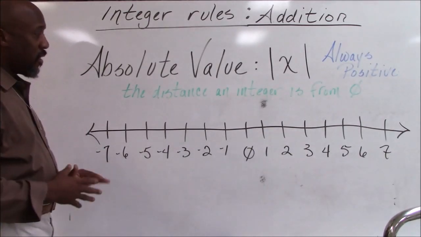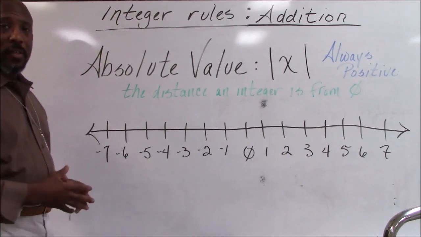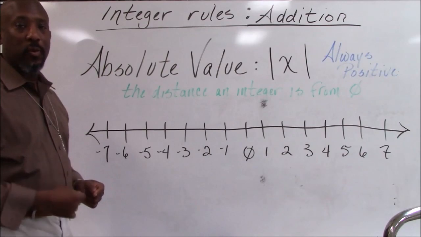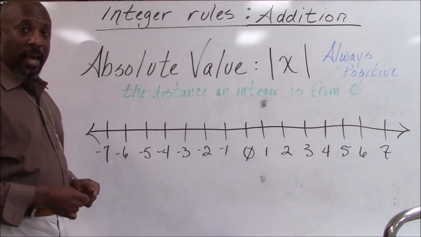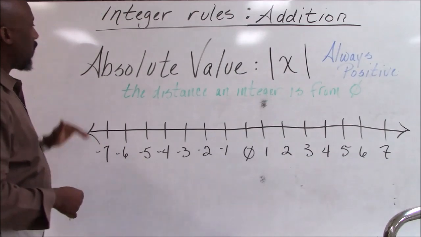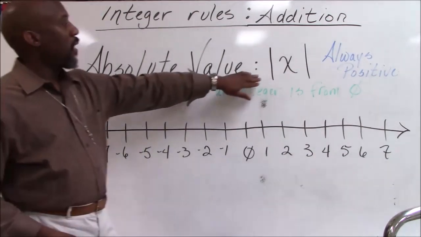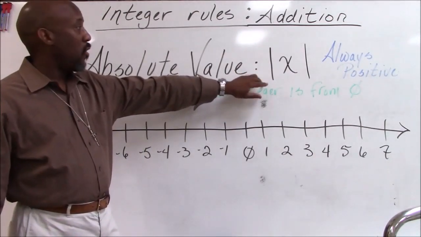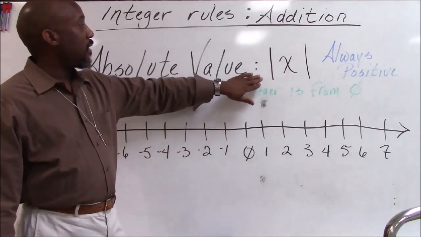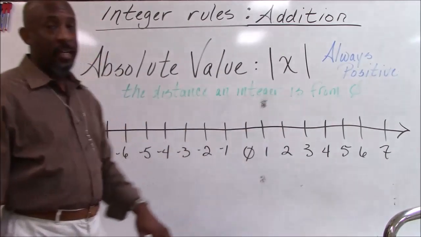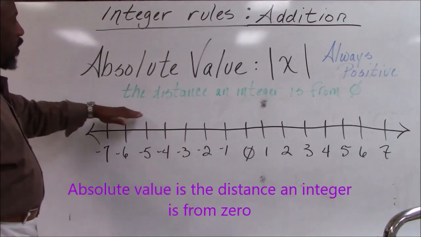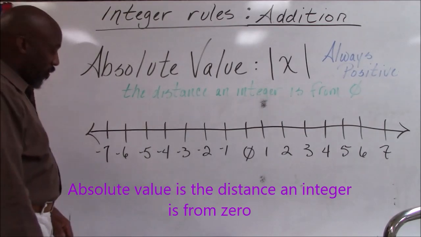So what I have here is a number line. But one of the first things I want to talk about is absolute value, because that's what you're going to need when you add integers with different signs, positive and negative. So the first thing is absolute value is symbolized by two vertical lines where x is the integer. So we read this as the absolute value of x. We can substitute any number in there, and the absolute value is the distance an integer is from 0.